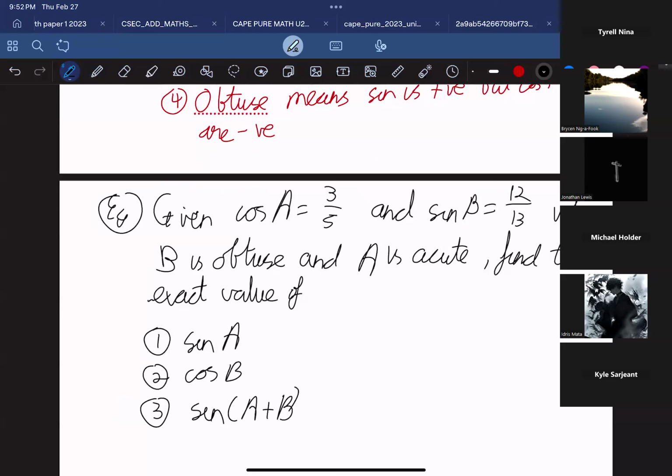Now, Michael, it's not the same triangle, it's two different triangles. So you have to draw them differently. Oh, I was real confused. Okay, I see, I see. Cool.